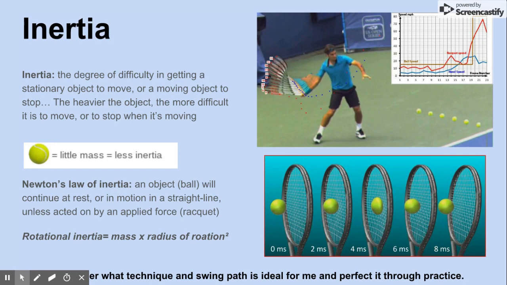Therefore, the force applied when hitting the ball will also be higher. Professionals gain maximum rotational inertia by designing their forehand routines so their radius, rotation, and speed of the swing is perfect. To further improve my forehand, I'll discover what technique and swing path is ideal for me and perfect it through practice.